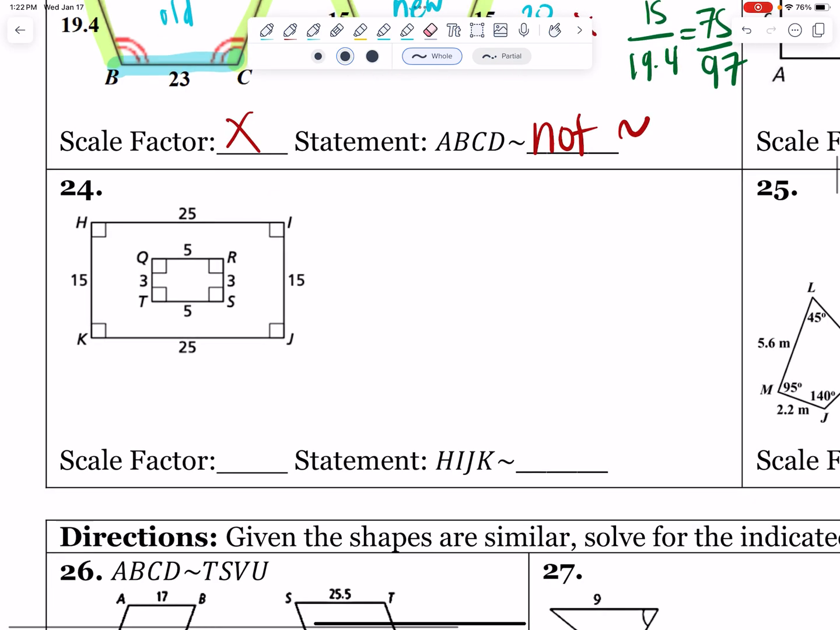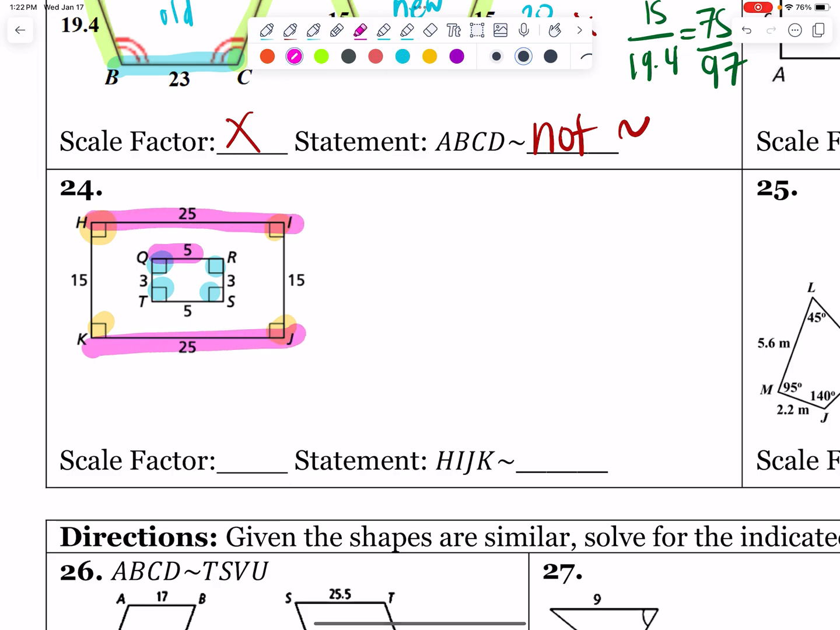Okay, now these are rectangles. Why do I know that? It's a 4-sided figure that has 4 right angles. And so all of the corresponding angles are congruent. And now we can check the corresponding sides. So who does 25 correspond to? Those pieces that are 5. And then who does the 15 correspond to? Those pieces that are 3.